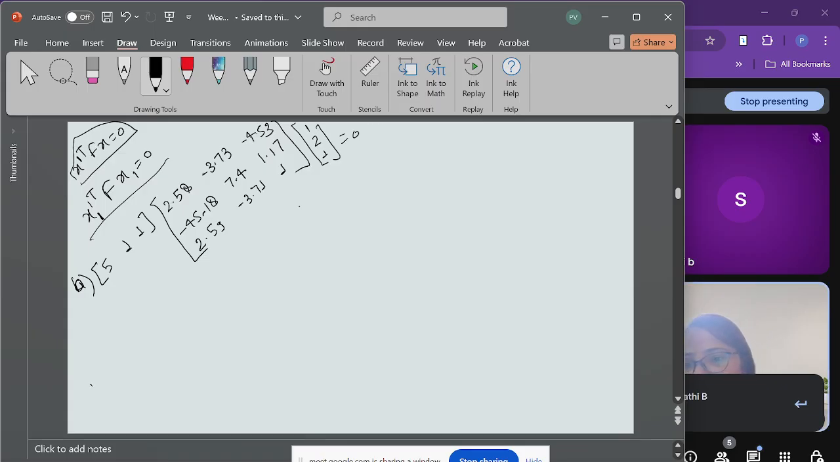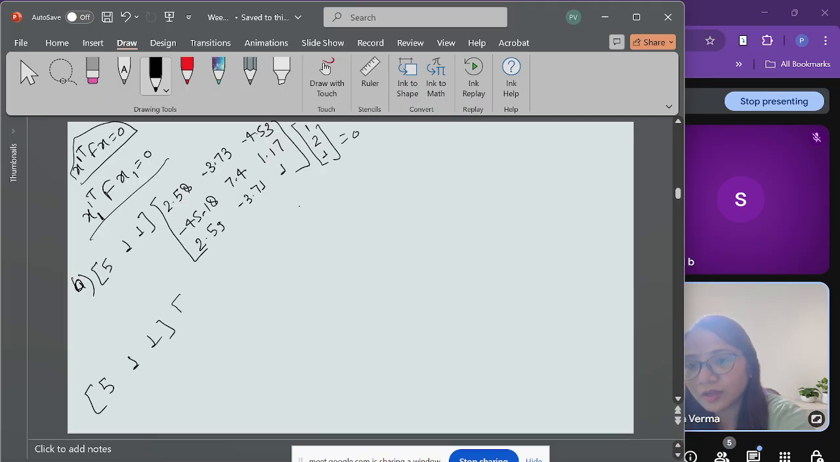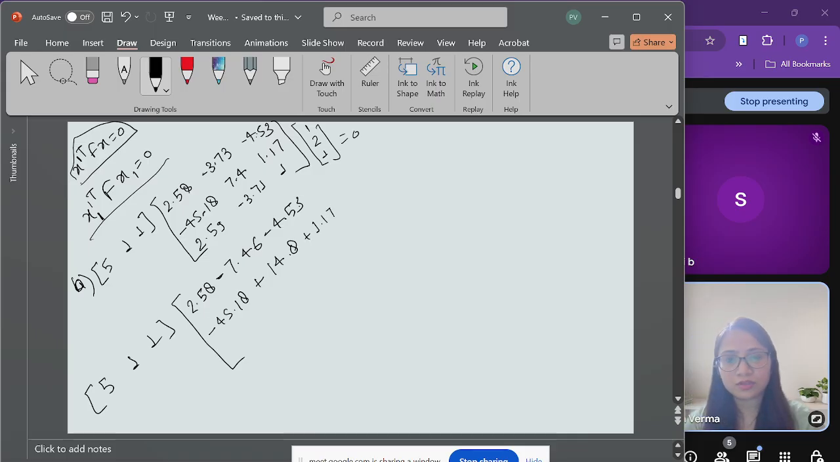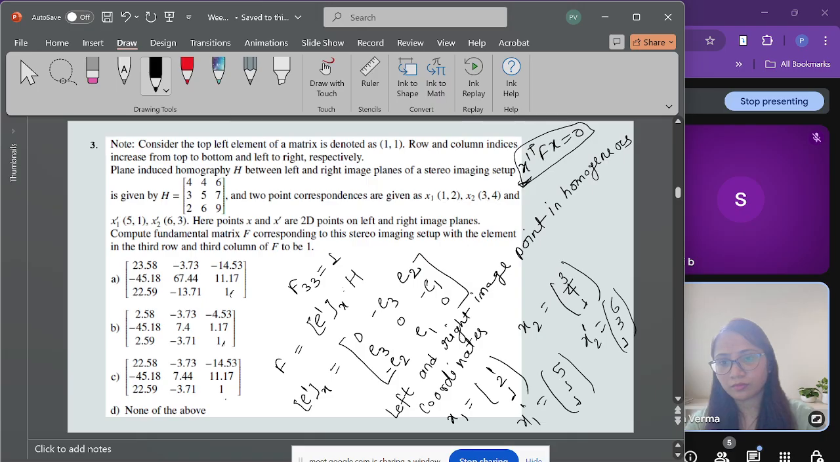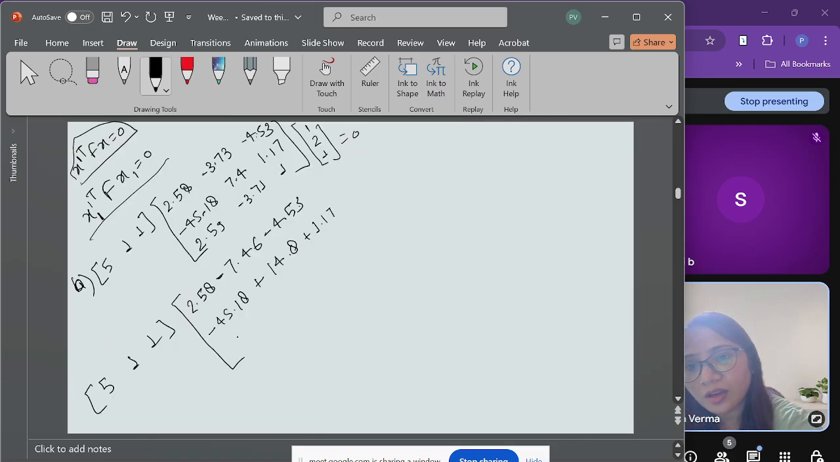So just first multiply these two matrices, then multiply with this one. I am just writing these values; I have already calculated. So here you get 2.58 minus 7.46 minus 4.53. Similarly here again minus 45.18 plus 14.8, here it is plus 1.17. And here it is also 2.59 minus 7.42 plus 1.